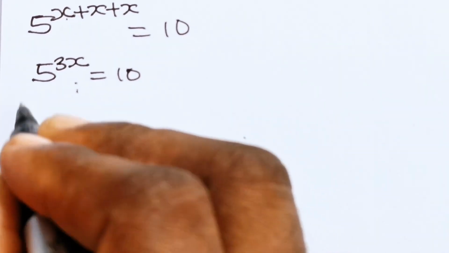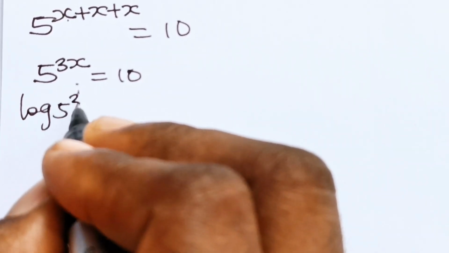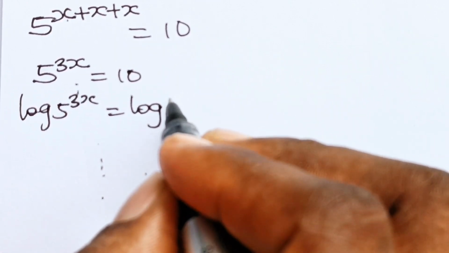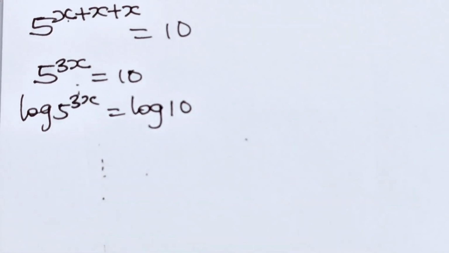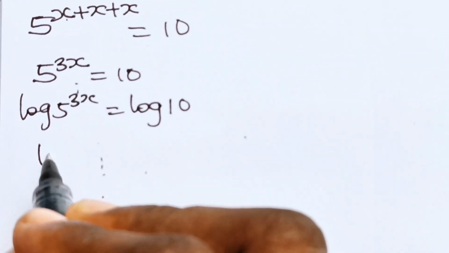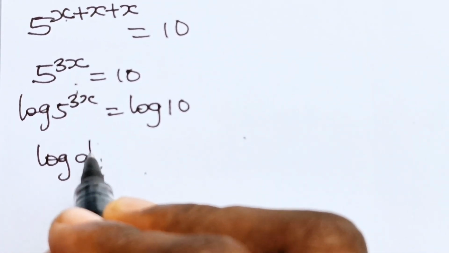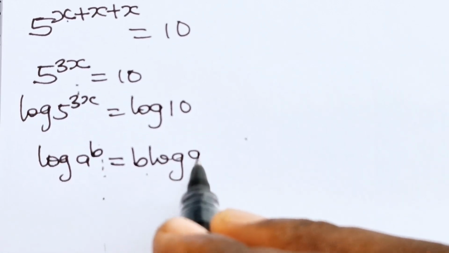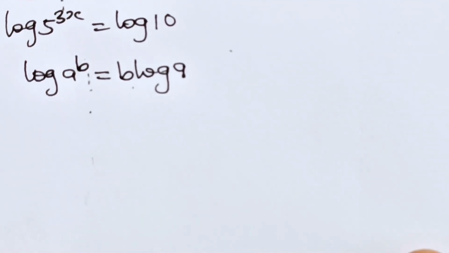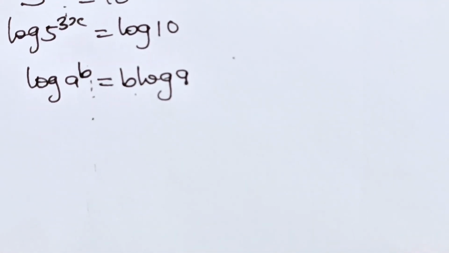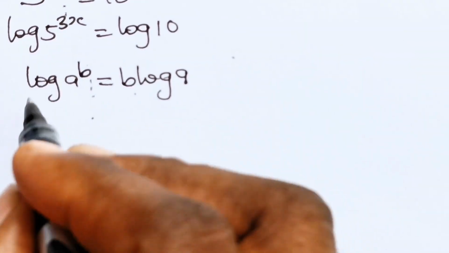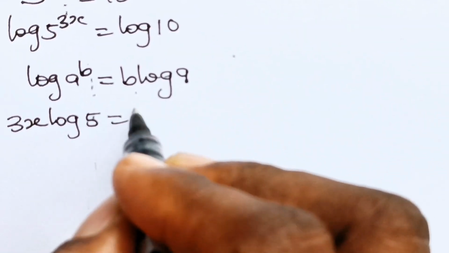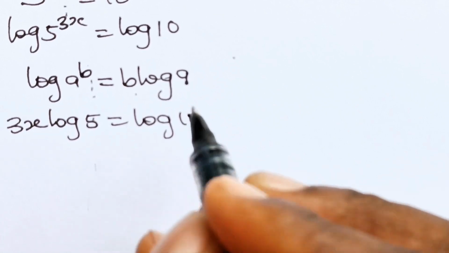So we introduce log to both sides of the equation, and we have log 5 to the power of 3x is equal to log 10. Now, when you have log a to the power of b, this is equal to b multiplied by log a. So we can simply write our equation as 3x multiplied by log 5 is equal to log 10.